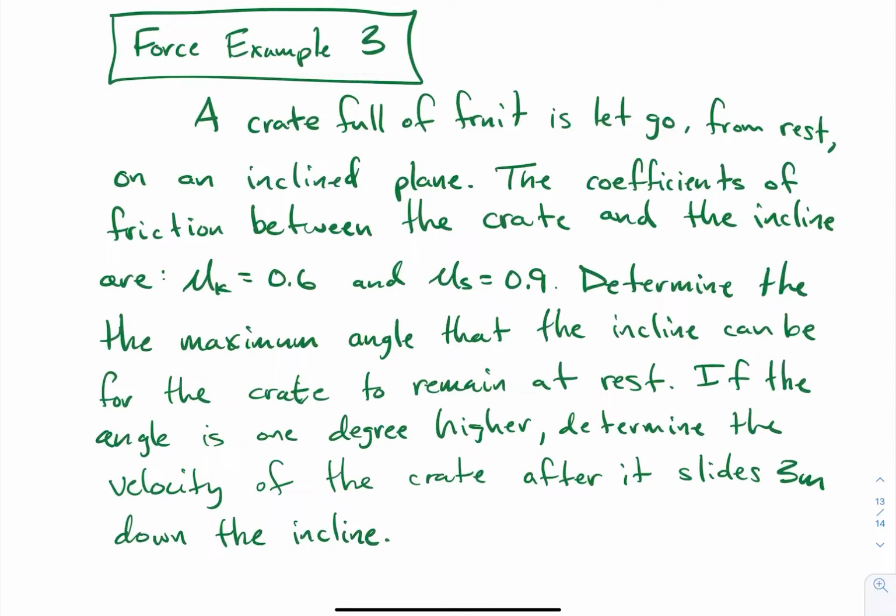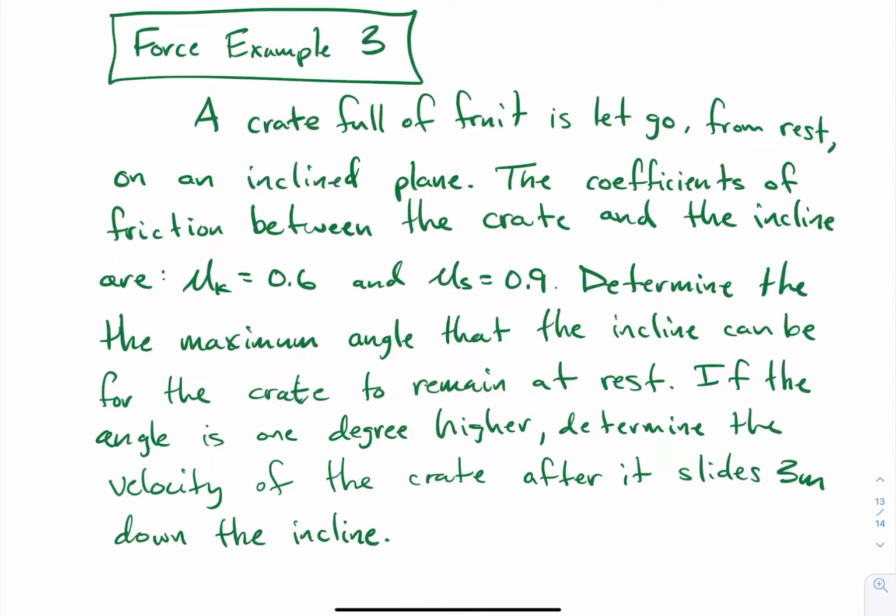The coefficients of friction between the crate and the incline are mu sub k, the coefficient of kinetic friction, 0.6, and mu sub s, the coefficient of static friction, 0.9. In general, the coefficient of static friction is almost always higher than the coefficient of kinetic friction. There are only a few rare surfaces where that's not true. So in general, that's something you could just keep as a fact, I guess.